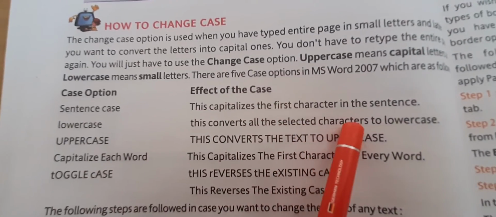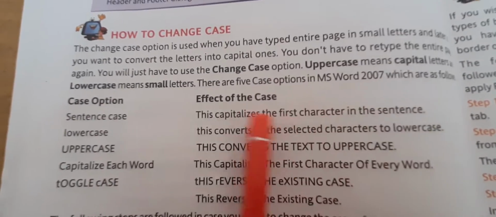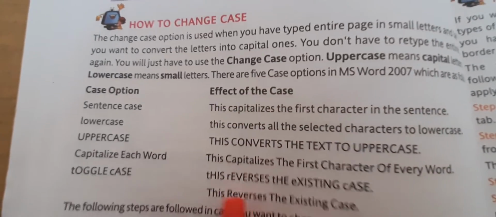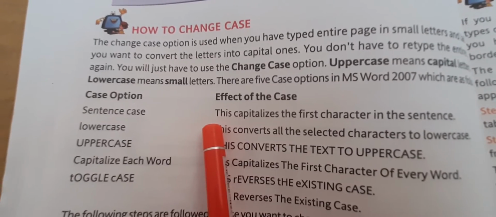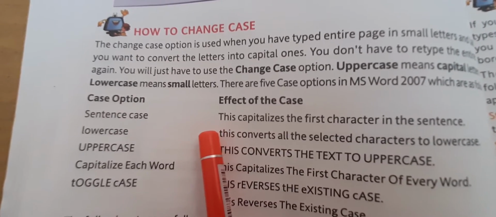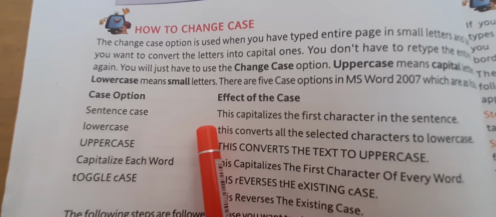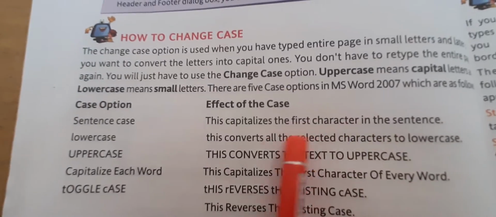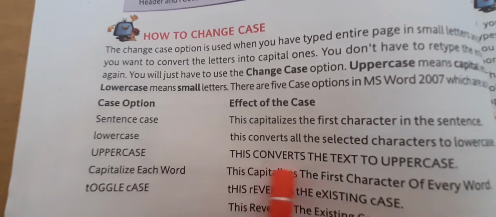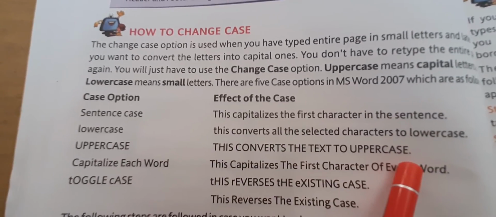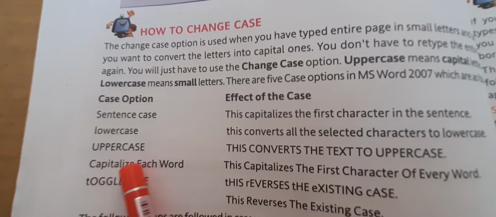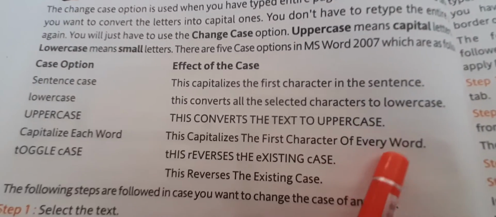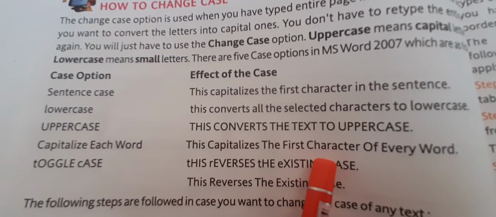This capitalizes the first character in the sentence. Means if you see this sentence, these are all example sentences also. The first letter is capitalized like we usually write in our copies. Okay, lowercase means all the letters are in small letters. Uppercase, all the letters are in uppercase, means capital letters. Then capitalize each word, means in each word the first letter will be capitalized like you see in this sentence.